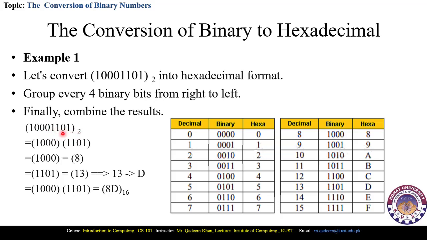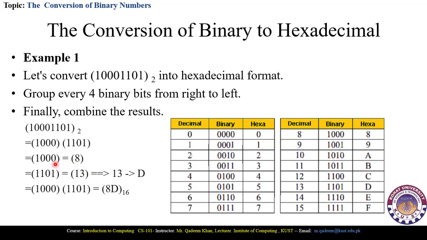Here is the example 10001101 base 2. Here you can see that first we have created 2 different groups, 1000 and 1101. These are the 2 groups we have formed. For the first number, 1000, we will search for this number in the binary table. Here it is 1000, which is equivalent to 8 in hexadecimal. So we have written 8 here. Similarly, 1101, we will search for this number in the table. 1101 is equal to D. This is 13 in decimal, and 13 in decimal is equal to D here.